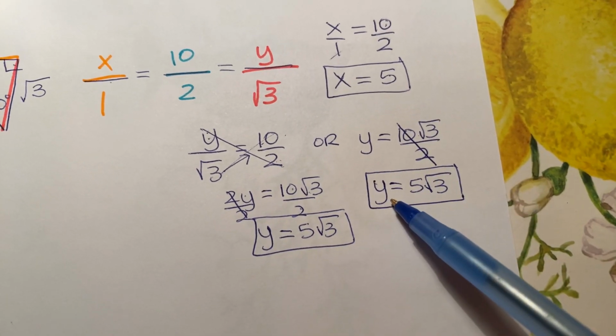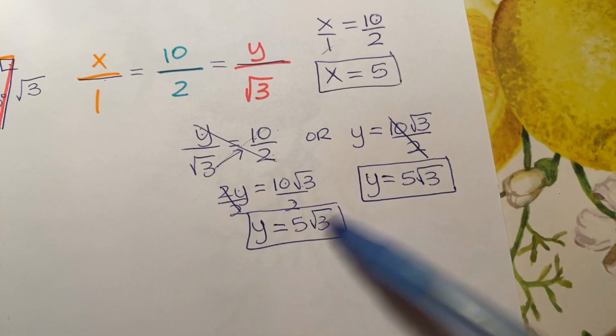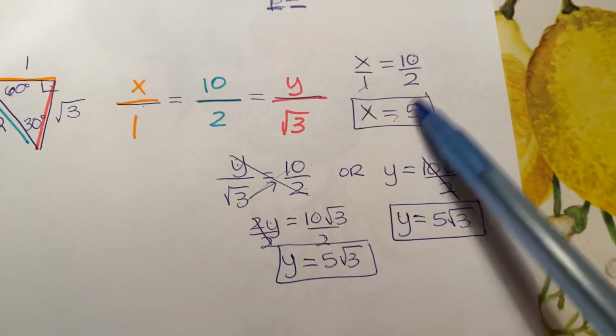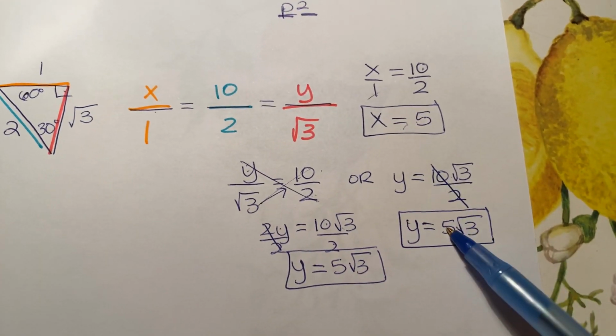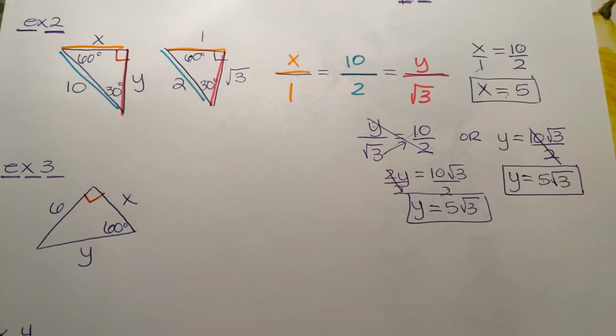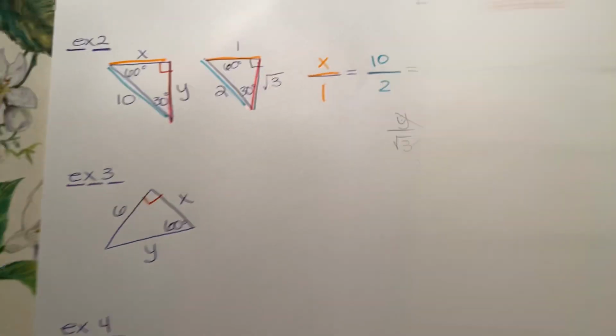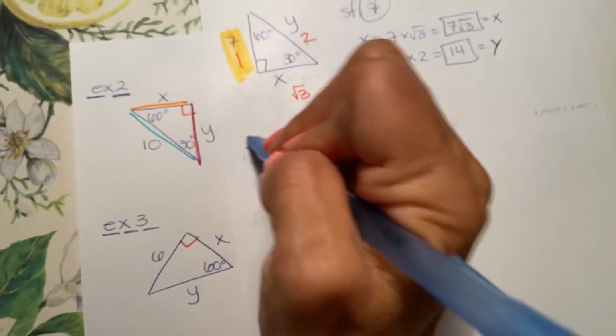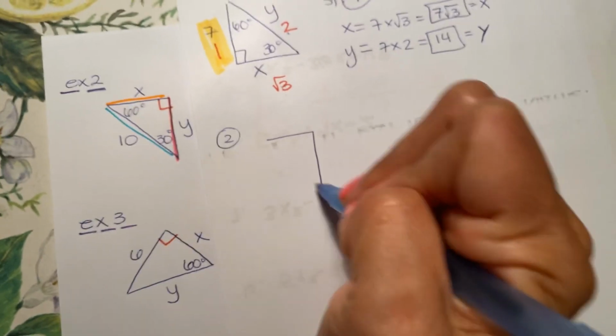Okay. Oh, I was going to say, why do I have y? I thought I saw it for x. My bad. It's up here. So x is equal to 5. Y is equal to 5 rad 3. Okay, you're done. All right, so shortcuts. So this is the second one.